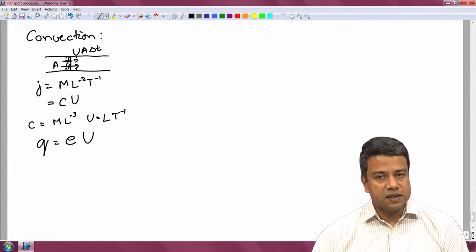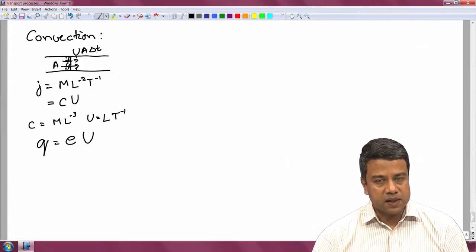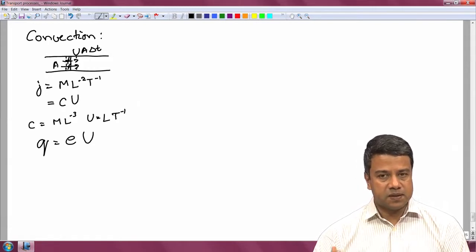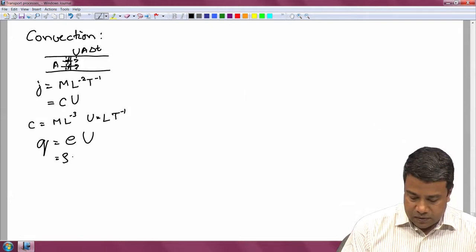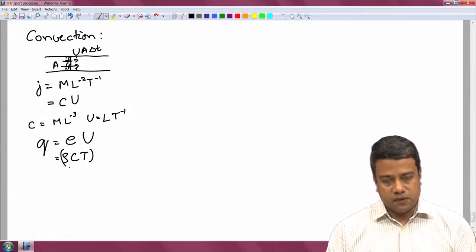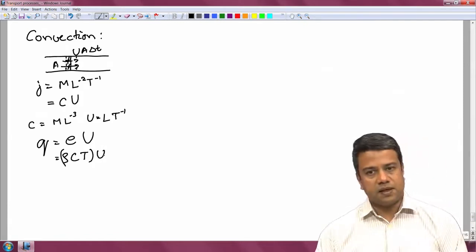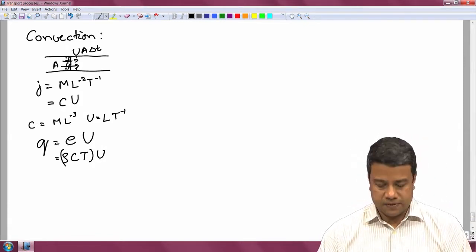It's basically equal to the mass times the specific heat times the temperature divided by volume. So, it is just equal to rho C times the temperature. Energy per unit volume times the velocity. That will be the heat flux that is transferred across the surface.